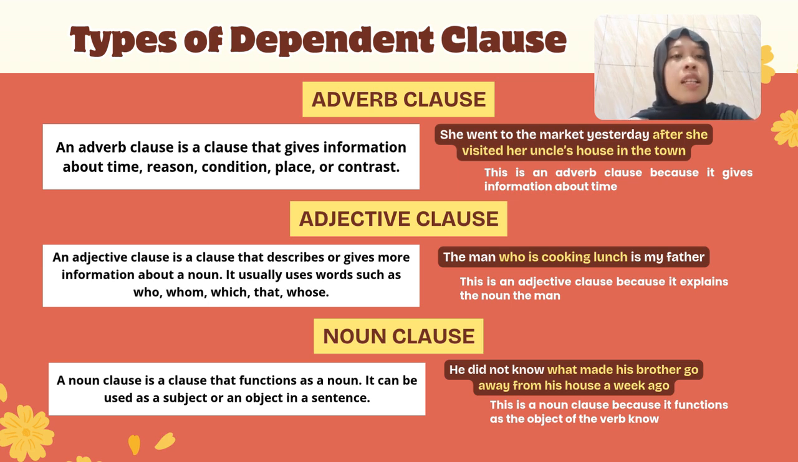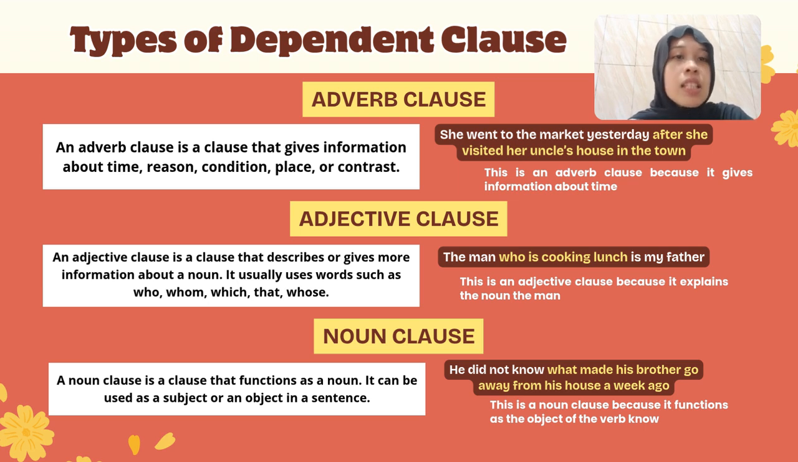The second type is adjective clause. An adjective clause explains or describes a noun. The example is, the man who is cooking lunch is my father. The dependent clause is who is cooking lunch. It is an adjective clause because it explains the noun, the man. It gives more information about which man is being talked about.